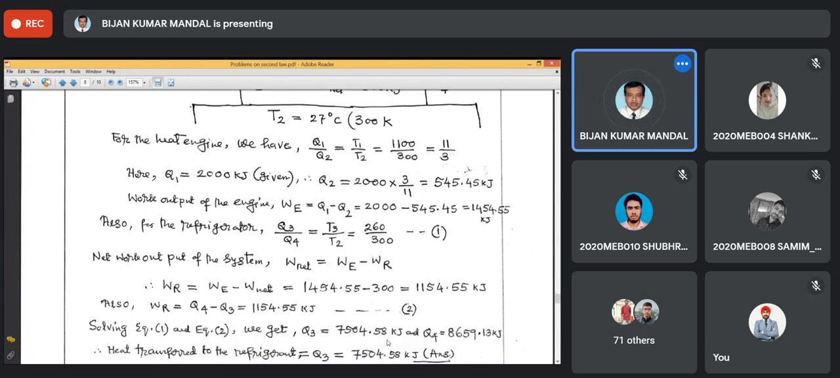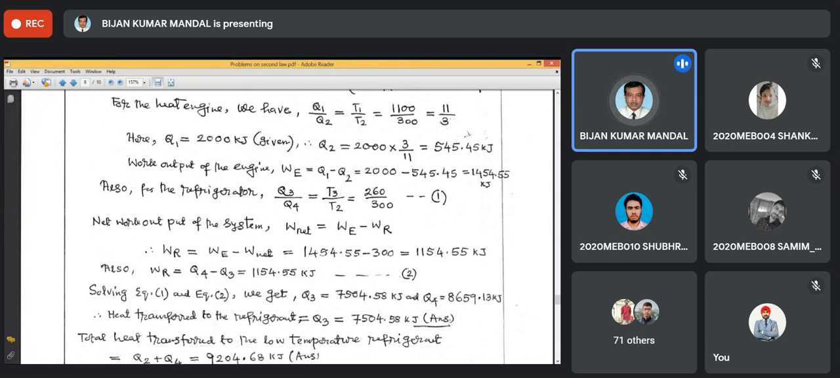And then, okay. So WR is equal to 1154.55. Now equations 1 and 2. If you look at these two equations, from that you'll be able to find out Q3, and also Q4. So we have got all these things.